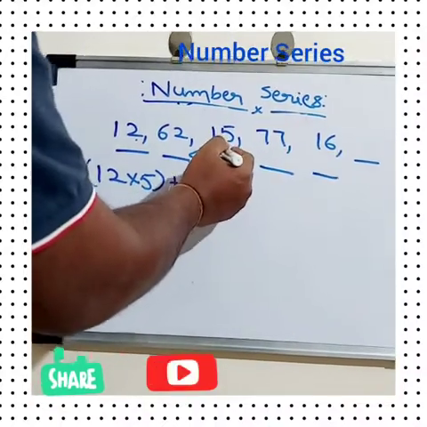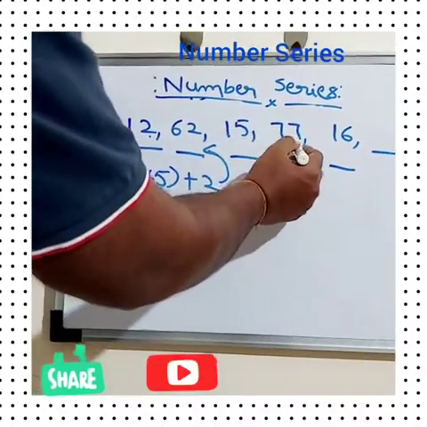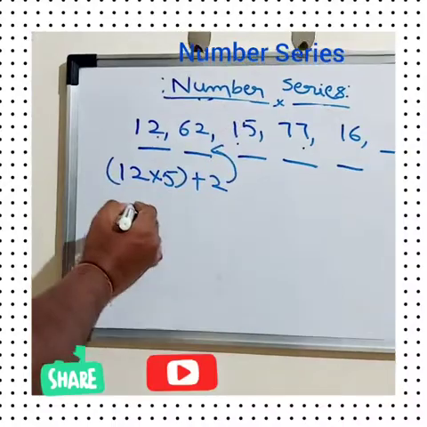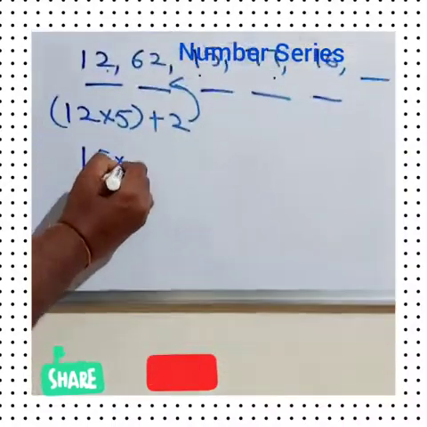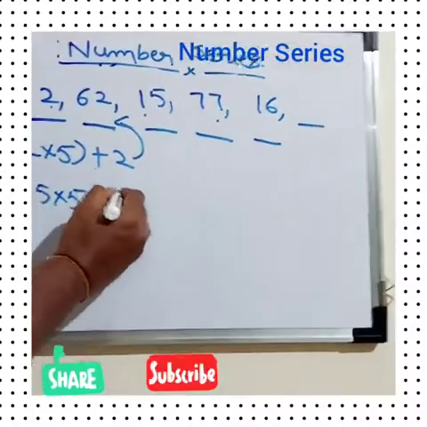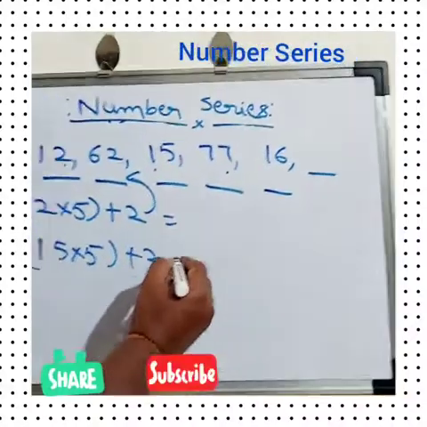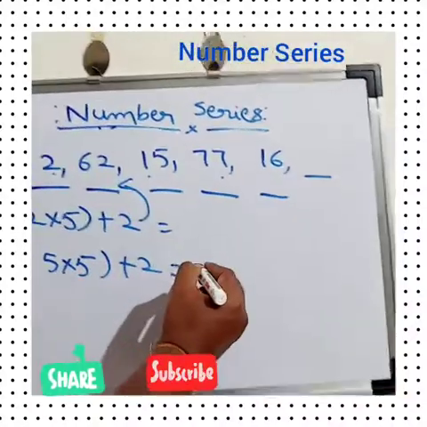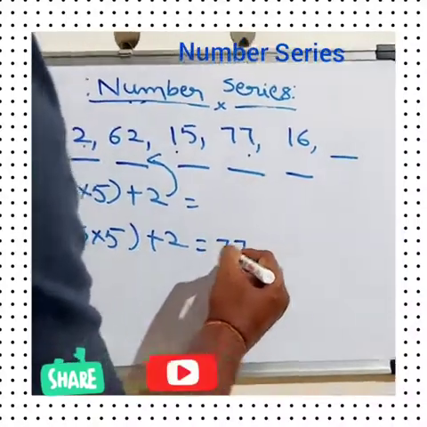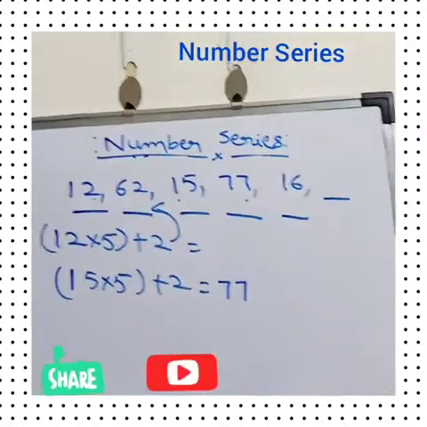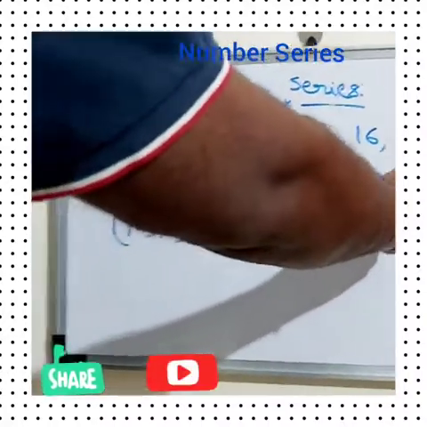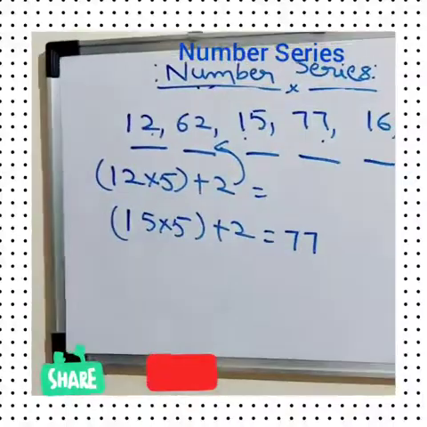Similarly here also we need to apply the same logic. For this, the previous number is what? 15. 15 is also multiplied by 5 and then 2 is added. What will be the answer? 15 fives are 75, plus 2, 77. So here also to get the unknown number we need to apply the same logic.